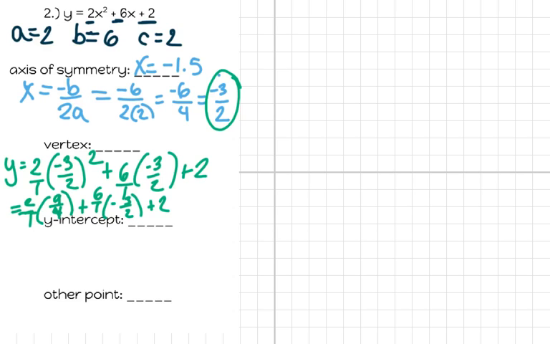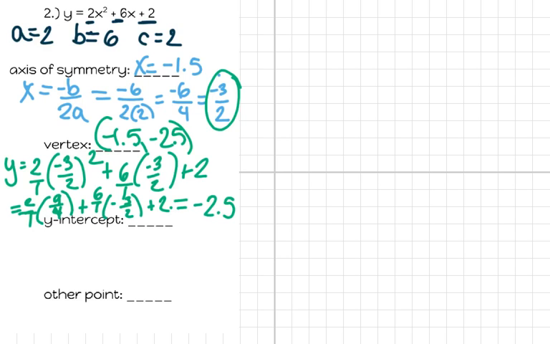And when you continue to work this out, you end up with 18/4 minus 7, because 18 over 2 is actually 9, so it's negative 9 plus 2, which is minus 7. So when we work this out, we end up with negative 2.5. That means our vertex is at negative 1.5, comma, negative 2.5.